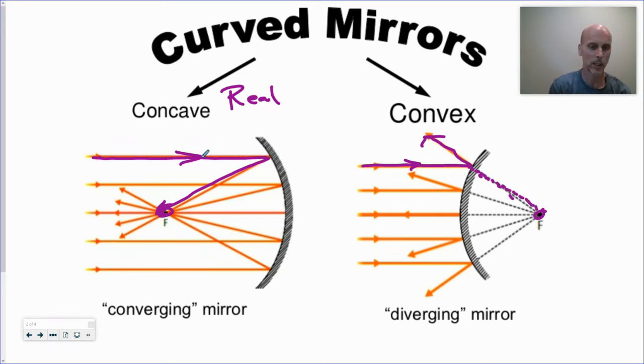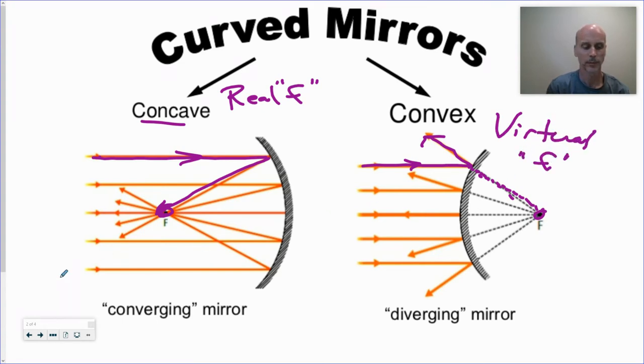For that reason, we say this mirror, the concave mirror, has a real focal point. Convex lens, we use the term virtual for its focal point. So it's got a virtual F. As we move forward, keep this in mind, the idea of what is a real focal point and what is a virtual focal point. The focal points, whether they're real or virtual, have everything to do with the shape of the mirror. So concave always has a real focal point, convex always has a virtual focal point.